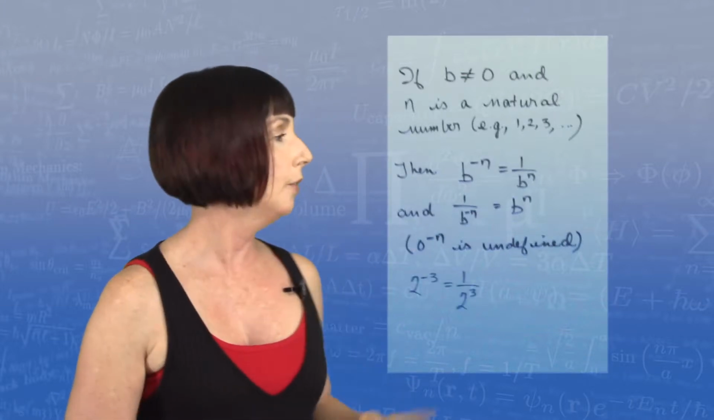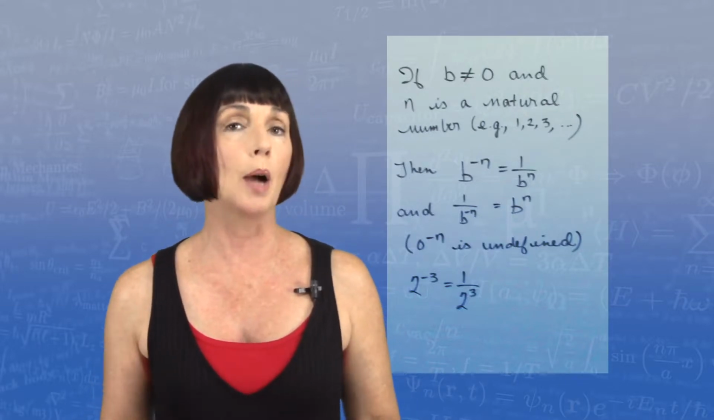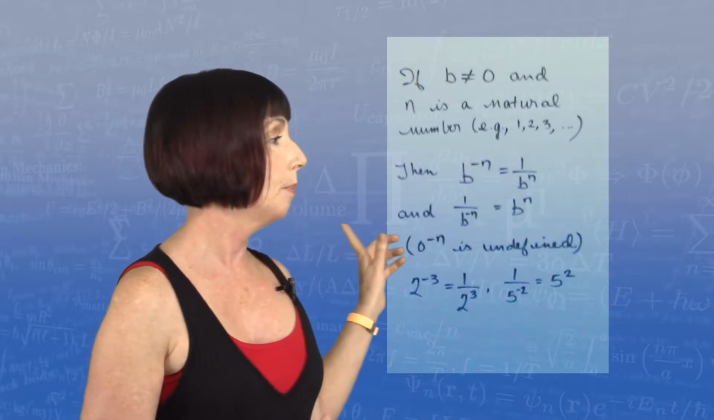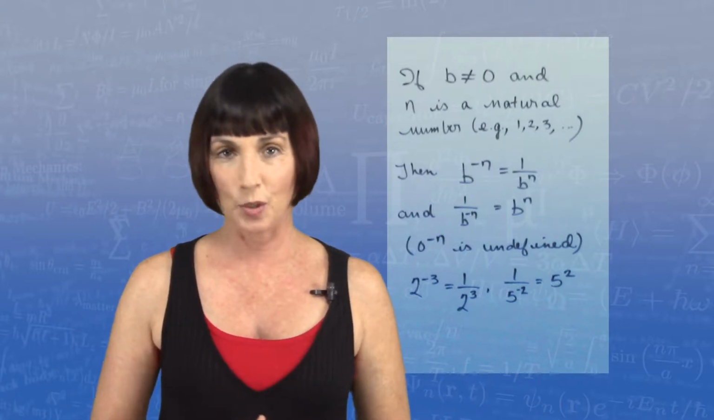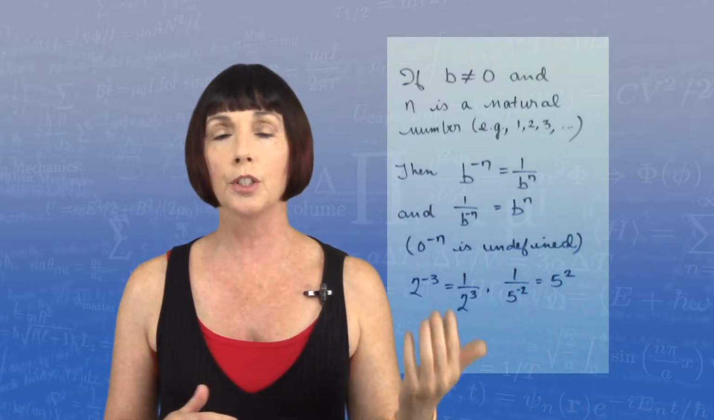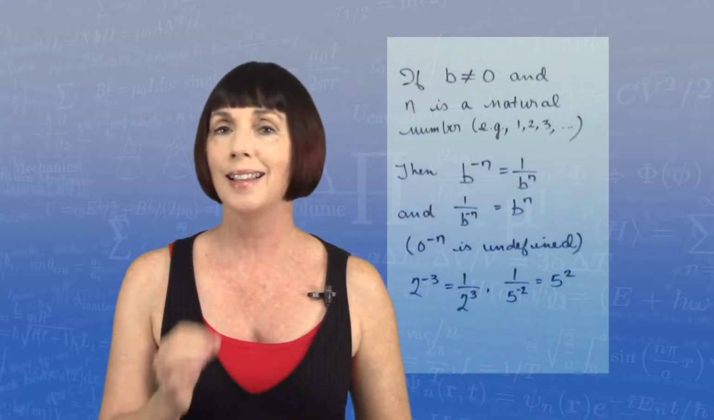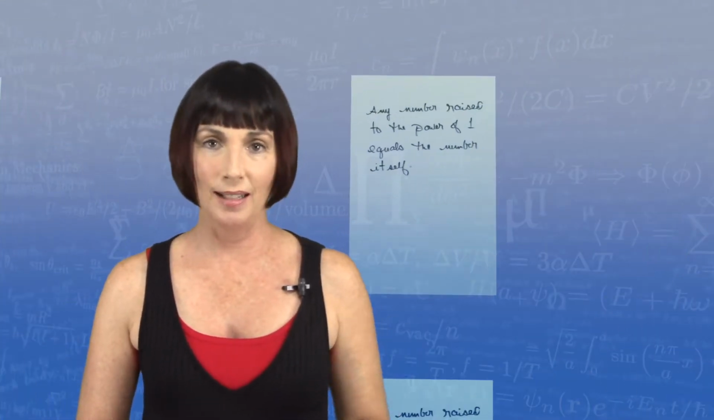So if we have 2 to the power of negative 3, that's equal to 1 over 2 to the power of 3. Or for example, 1 over 5 to the power of negative 2 is equal to 5 squared. So you see, as we move that negative exponent from the numerator to the denominator, or vice versa, the exponent will become positive. One more thing to keep in mind.